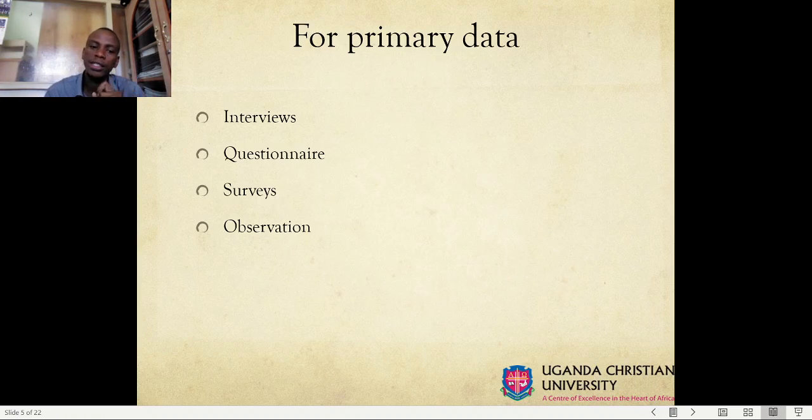Then we have the questionnaire. This is the common method used to collect quantitative data. Remember, when we talk about quantitative, we talk about numerical data. Let me simplify it: quantitative means numerical. We're going to deal with numbers. We're going to quantify the characteristics of our elements. We're going to use numbers.